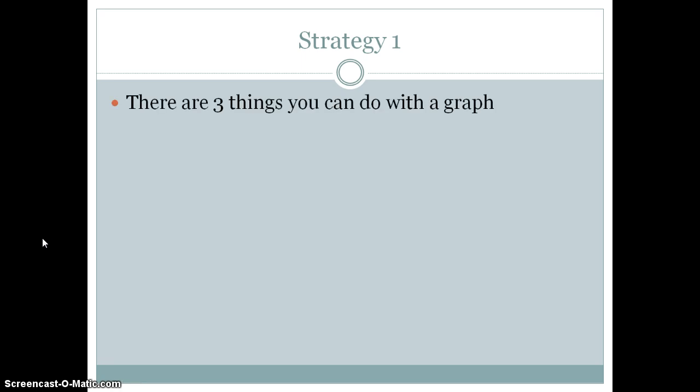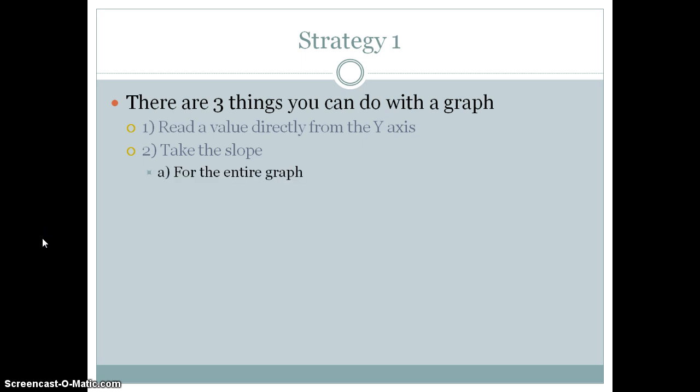There are only 3 things you can do with a graph, just 3. The first thing you can do is just read a value directly from the y-axis. Look at the y-axis, look over to where the line hits, there's your value. The second thing you could do with the graph is take the slope. You can take the slope for the entire graph. Just look at the start and end point, and that's it. And then draw a line between them.